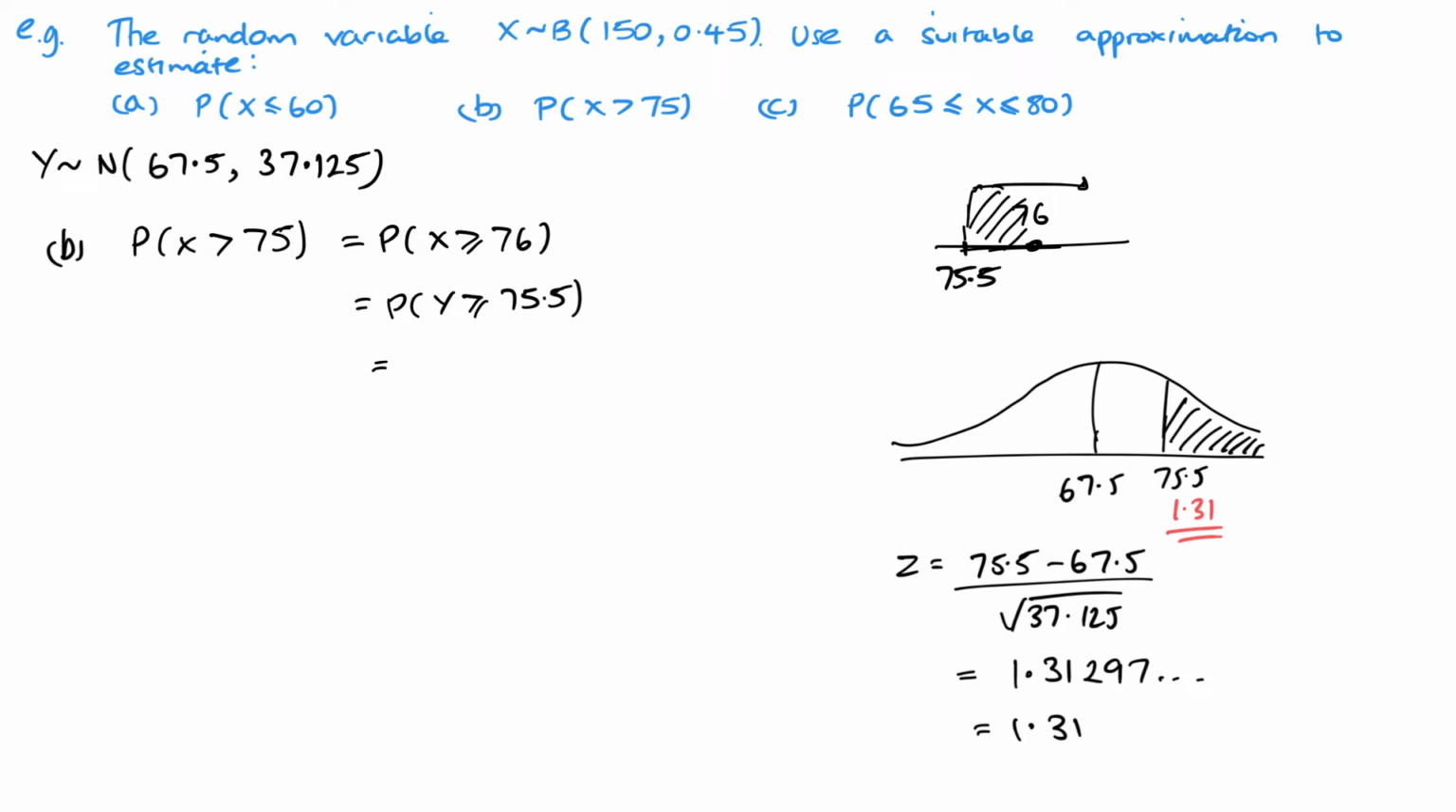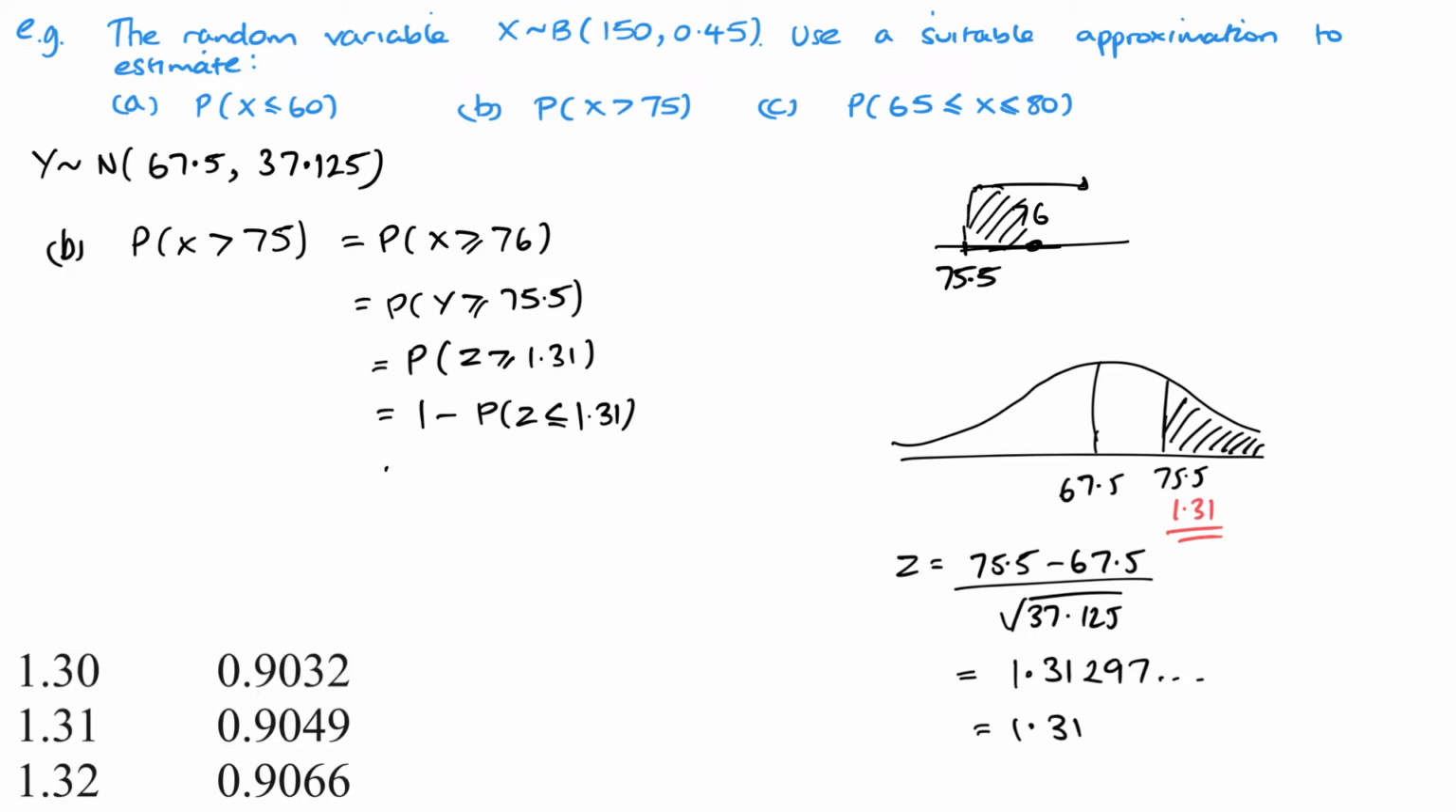And again, this was actually an easy one, wasn't it? But I want to write down my steps over on the left here. So this is now the same as, instead of Y, Z being greater than or equal to 1.31, which is the same as 1 minus the probability that Z is less than 1.31. Remember, for a normal distribution, it doesn't matter whether I put an equals or not, it's going to mean the same because it's continuous.